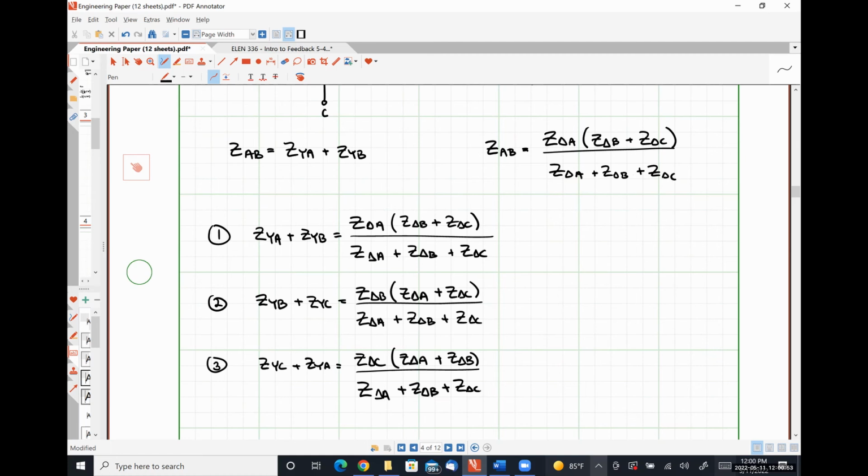The reason why I've organized it as such is we have developed three equations, and effectively we can treat this as a three equation, three unknown system. Meaning that if we know what our Y connected impedances are, we can solve for our delta connected impedances. Or if we know what our delta connected impedances are, we can solve for our Y connected impedances.